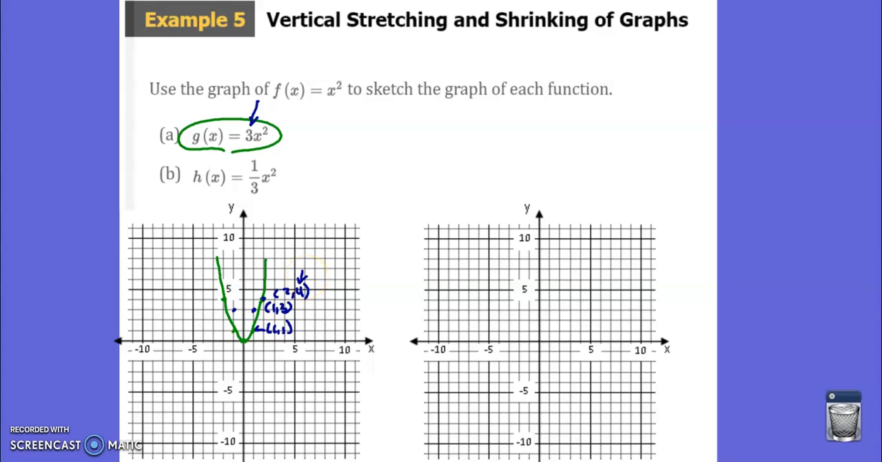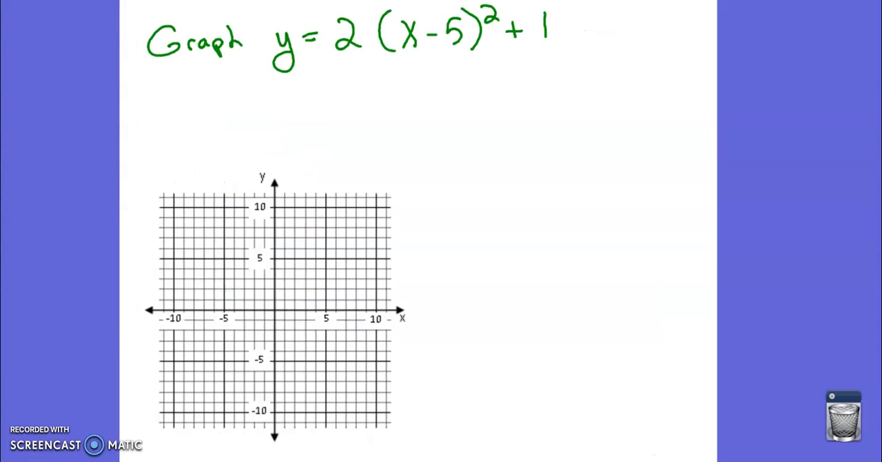So you go to 2, 12, and you can literally just reflect it over here, and then you can graph it like that. Well, the same thing with this being 1/3. It's going to be a wider graph because of that. So in general, when you look at this, if this number is bigger than 1, it's going to be a thinner graph. If it's less than 1, like a fraction, 1/4, 1/5, 1/8, then it's going to be a wider graph.